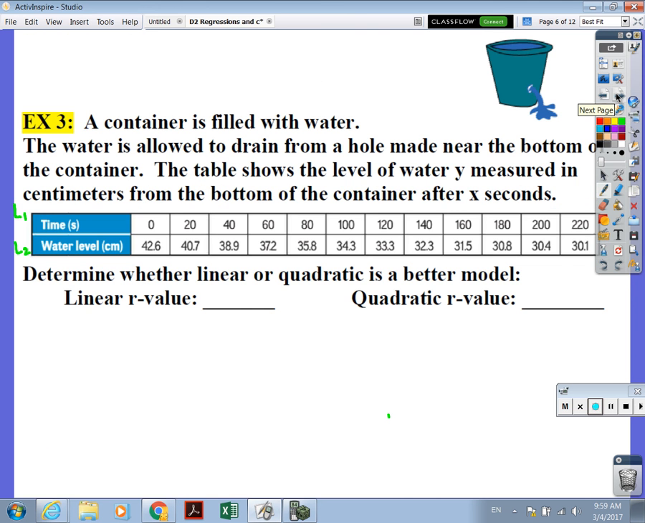Now, here's our data. We have a container, a bucket filled with water. Water is draining from the hole near the bottom, and this is the level of water. So it starts off with a lot of water, and as time goes on, in seconds, the water goes out. So we're trying to figure out mathematically if it's better to say this is linear or quadratic. These are our two choices today.